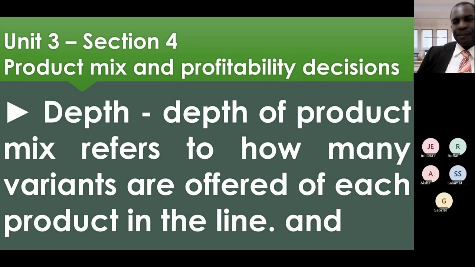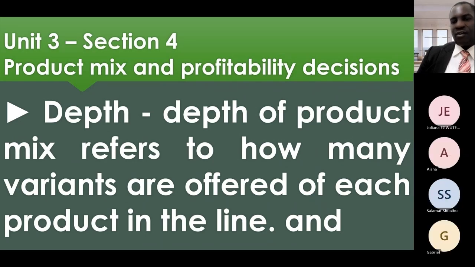Now coming to the depth. Depth of product mix refers to how many variants are offered of each product in the line. For example, I used Promasidor: Cowbell has Cowbell coffee, strawberry, and so on. Then there's another one called Tex Tempo, a beverage under that same line. So they have different variants within the product line, and that's the example of depth.